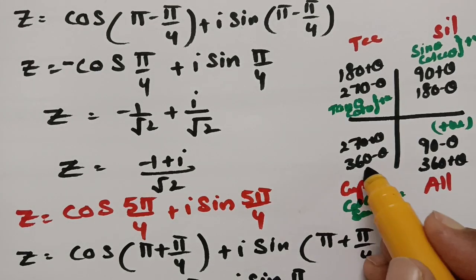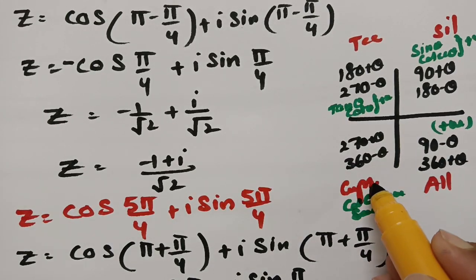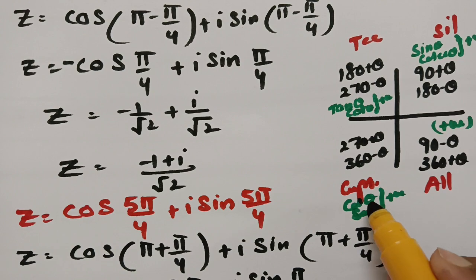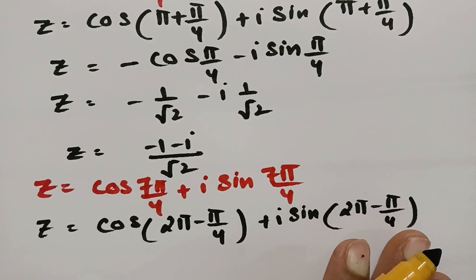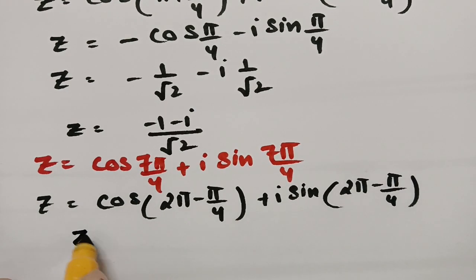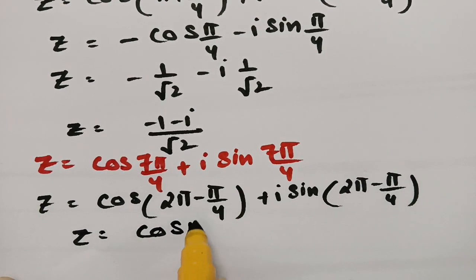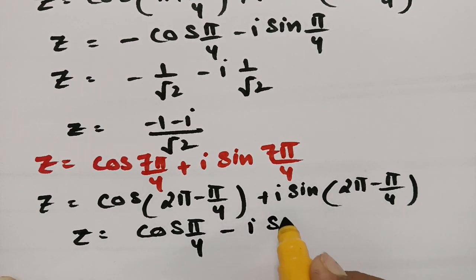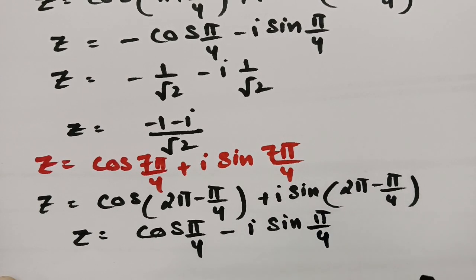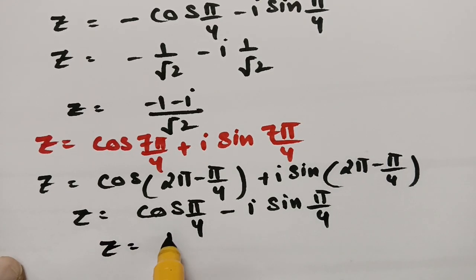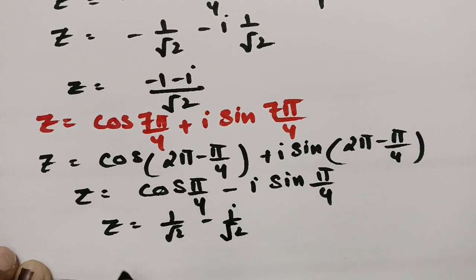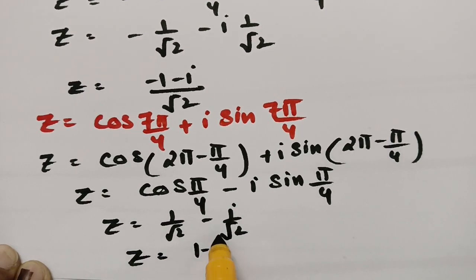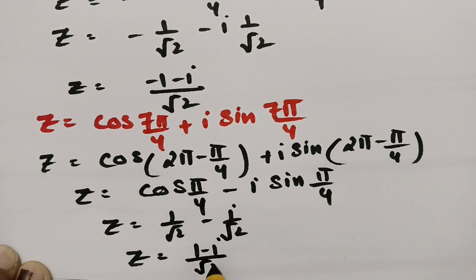If you go with 360 minus theta, cos theta is positive and secant is positive. The remaining are all negative. So the cos value is positive: z equals cos pi by 4, and the remaining are negative, that is minus i sin pi by 4. So our z value will be 1 by root 2 minus i by root 2. So we got the z value as 1 minus i by root 2.